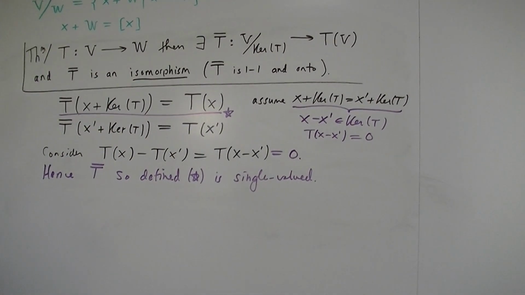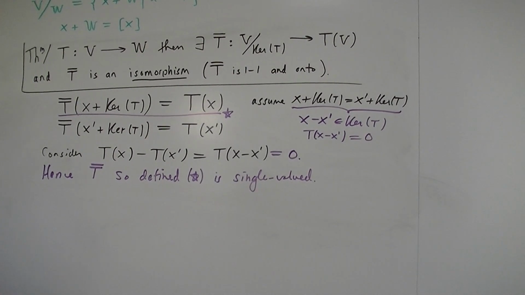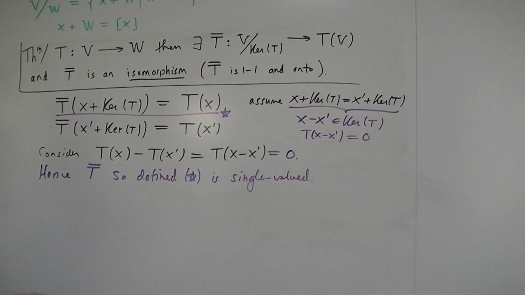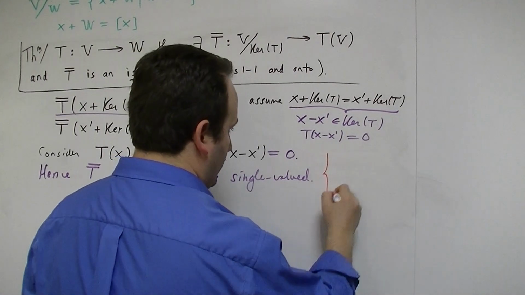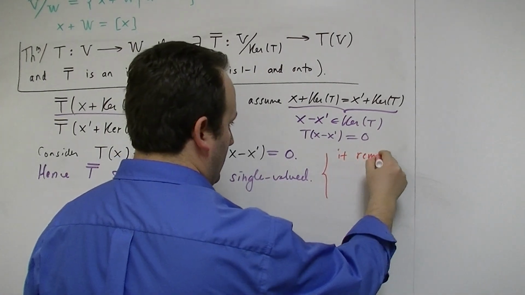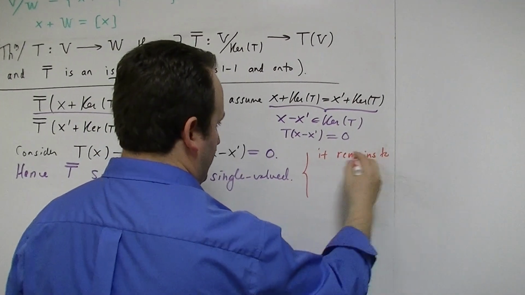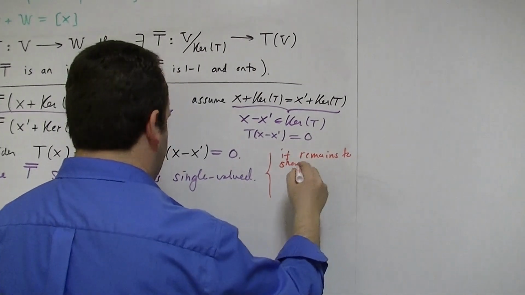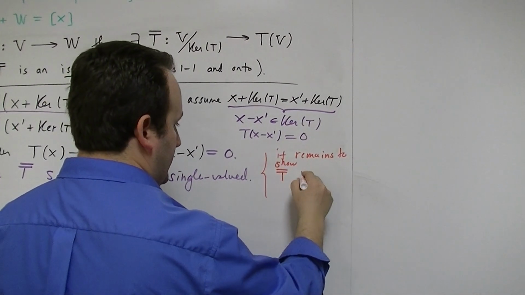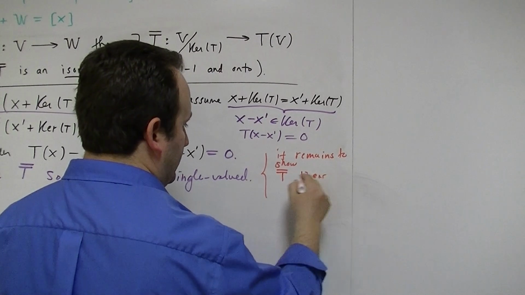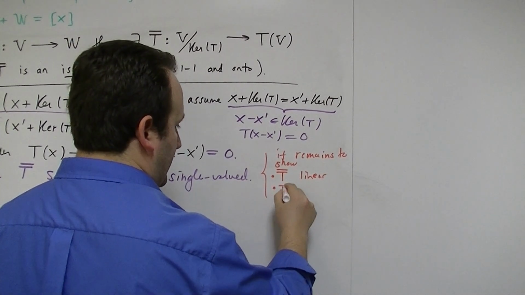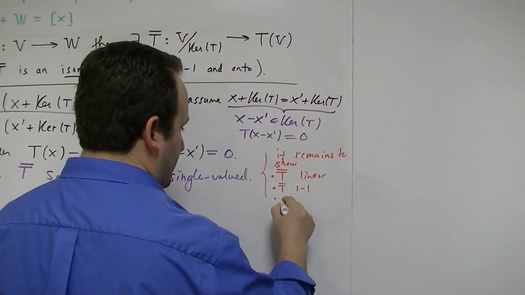It remains to show that it's an isomorphism. We need three things. Something more basic first: we need to show T bar is linear. And then T bar is 1-to-1, and T bar is onto.